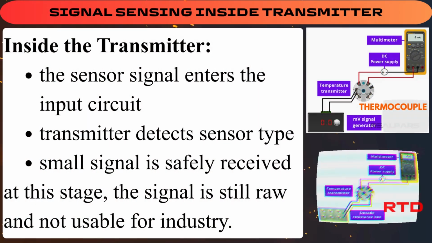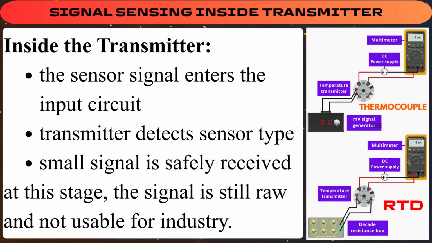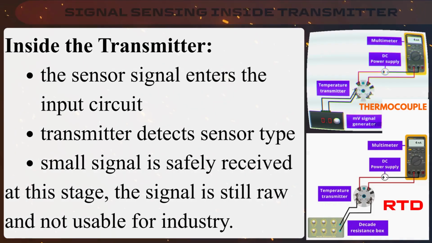Signal sensing inside transmitter. Inside the transmitter, the sensor signal enters the input circuit. Transmitter detects sensor type. Small signal is safely received. At this stage, the signal is still raw and not usable for industry.